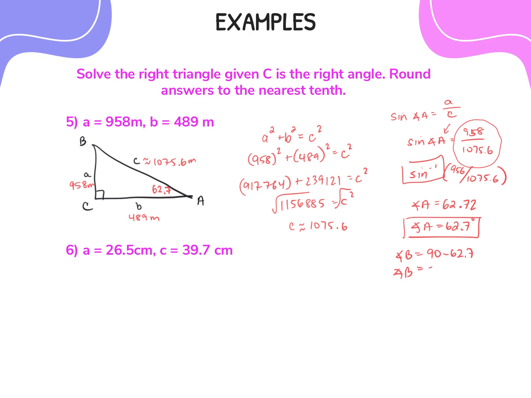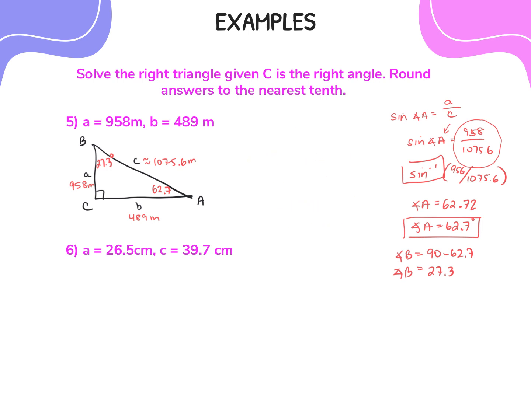And I'm going to get 27.3. So 27.3 degrees for angle B. I could also have used cosine or something else, and inverse cosine or whatever, but this is obviously the easiest way, and you do want to work and be the most efficient.